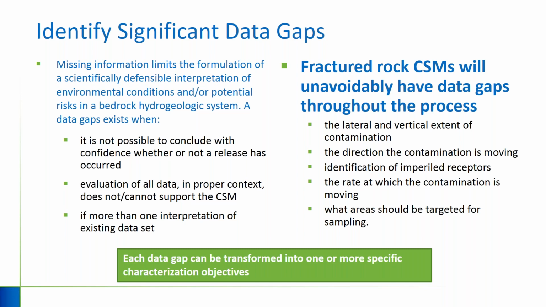So again, we want to point out that at fractured rock sites, you're almost always going to have some kind of a data gap. The question is whether it's a significant data gap that unless you address it, you really can't move through the remedial process. So that's the main question to ask. We listed some examples here, like I mentioned: the lateral and vertical extent of contamination, where it's moving, receptors, how fast contamination is moving toward those receptors, etc.